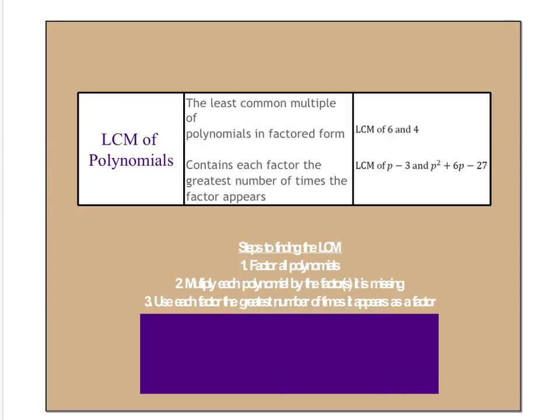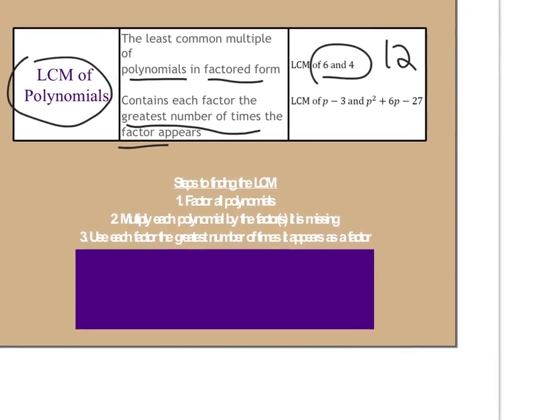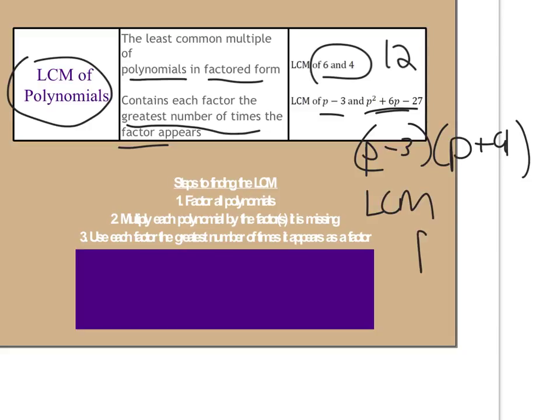So now I need to do the least common multiple of polynomials. So it's going to be in factored form and contains each factor the greatest number of times the factor appears. So the LCM of 6 and 4, we figured out, is going to be 12. So if I look at the LCM of p minus 3 and p squared plus 6p minus 27, I'm hoping that if you factored that, you would get p minus 3 and p plus 9. So my LCM would then be p minus 3 times p plus 9. So each factor, the greatest number of times the factor appears.